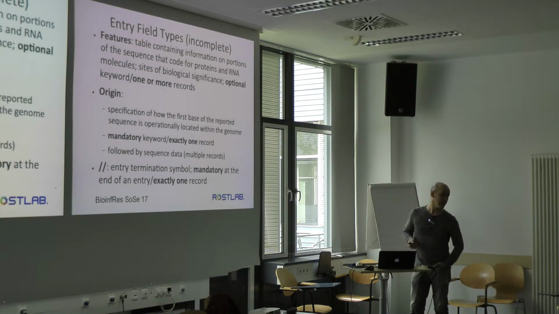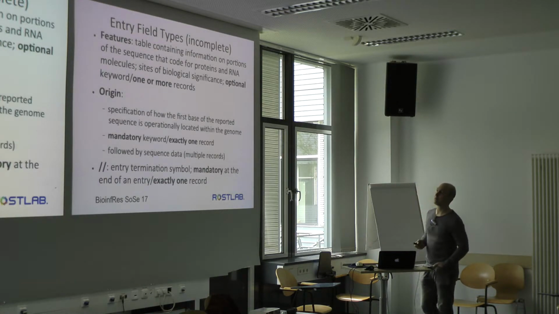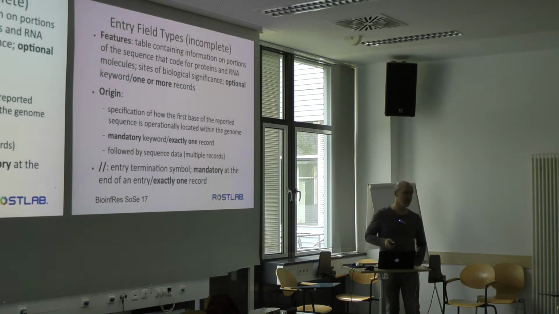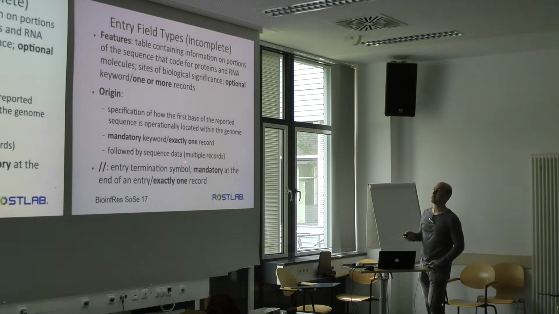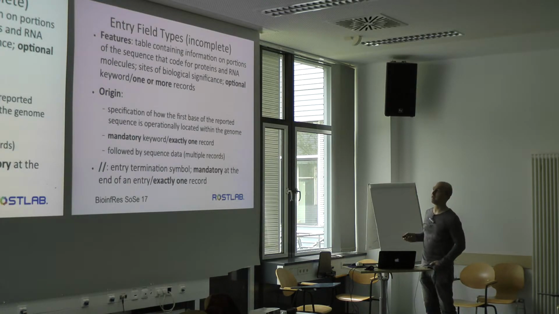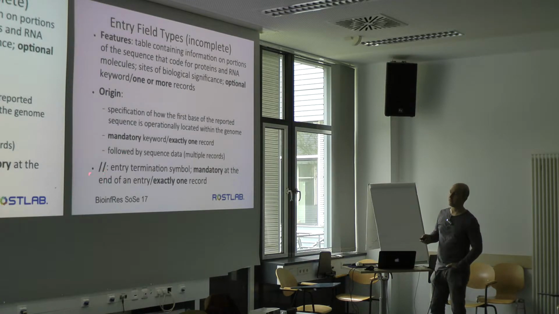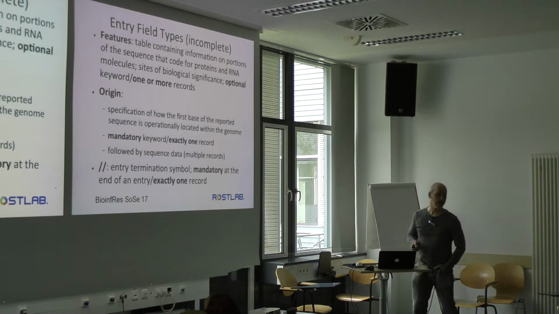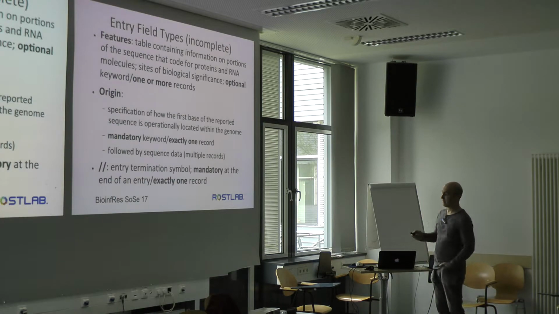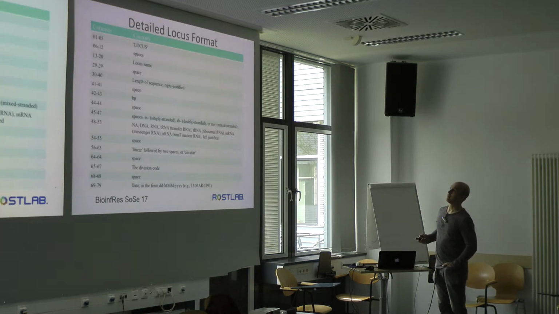Then actually one important thing is this origin tag, because this marks the start of the sequence, and this is again a mandatory feature and can have exactly only one record. And then of course the sequence data follows without any special field identifier anymore, and for the sequence we can have multiple lines, because it can be more than 80 characters, and every sequence entry ends with this double slash. That's the termination symbol, and is also mandatory and can help you to separate these sequence entries.